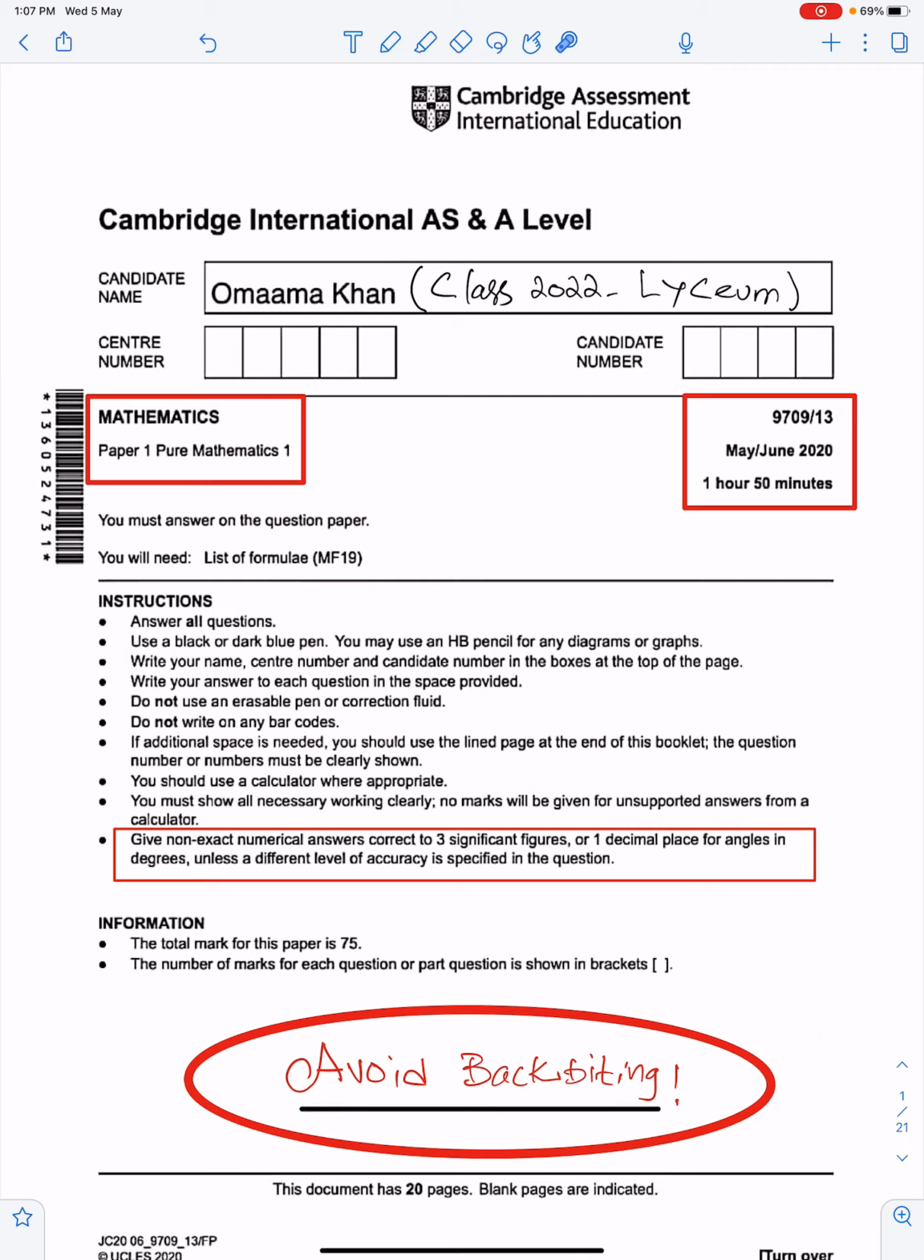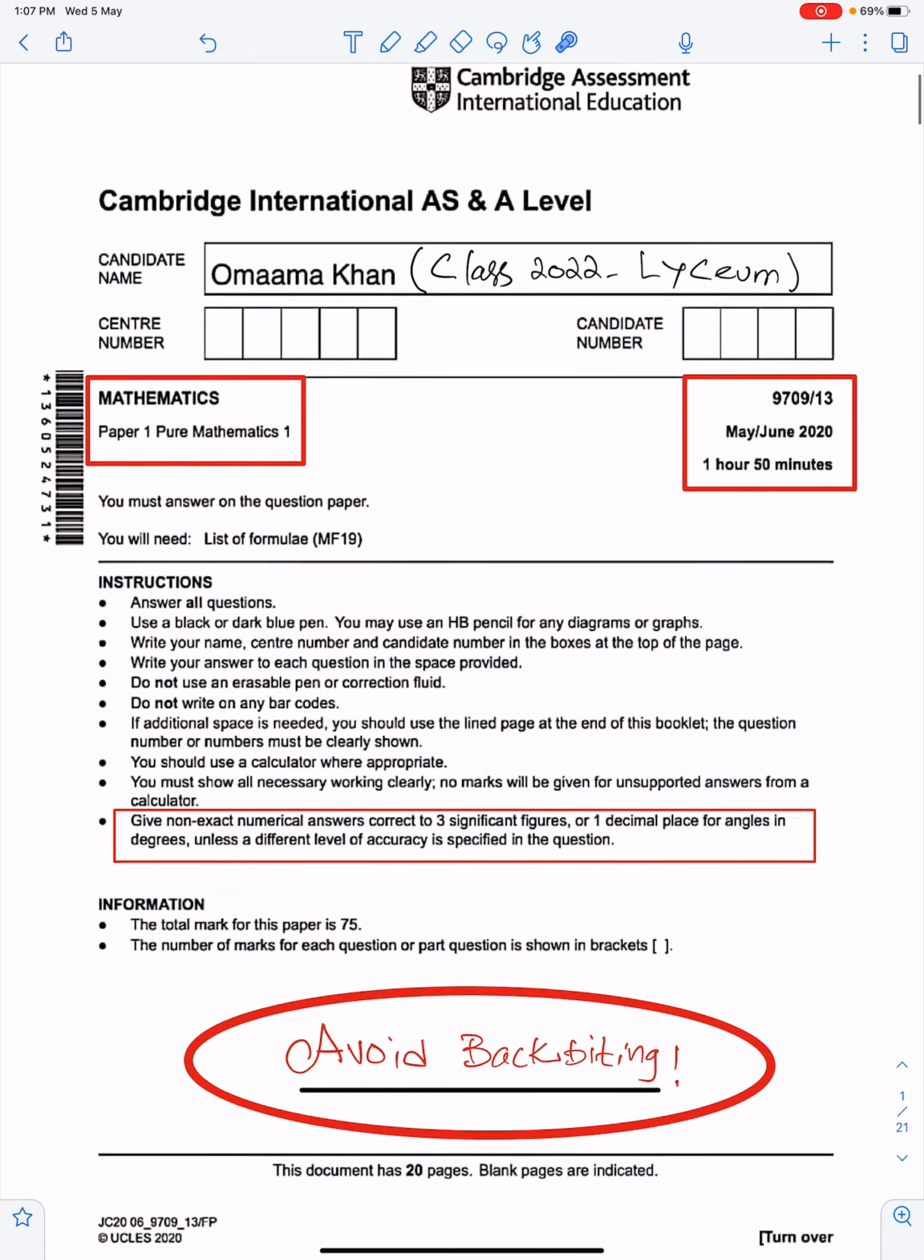2 very important tips to solve the paper in a good way. Number 1, read the questions carefully. Number 2, avoid careless mistakes.